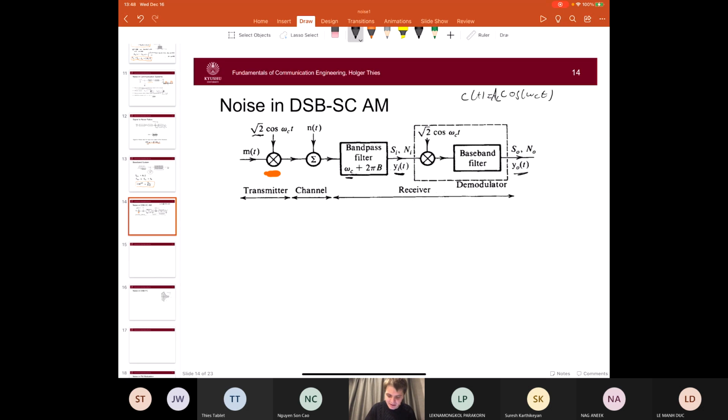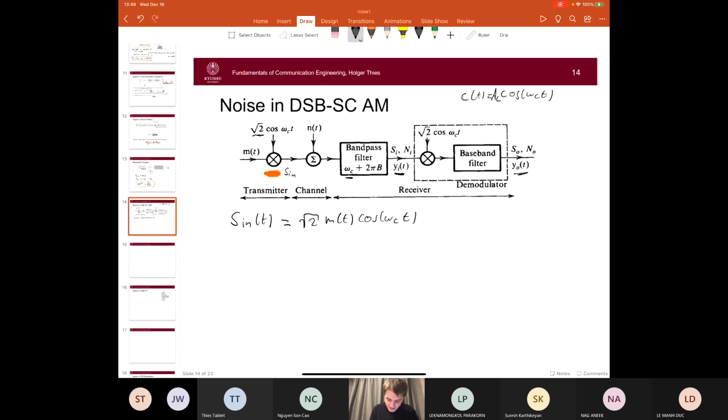And now we will compute all those numbers that are written here. So let me just write this down. The input signal, what we send through the channel, is just square root of 2 times m(t) cosine omega_c t.